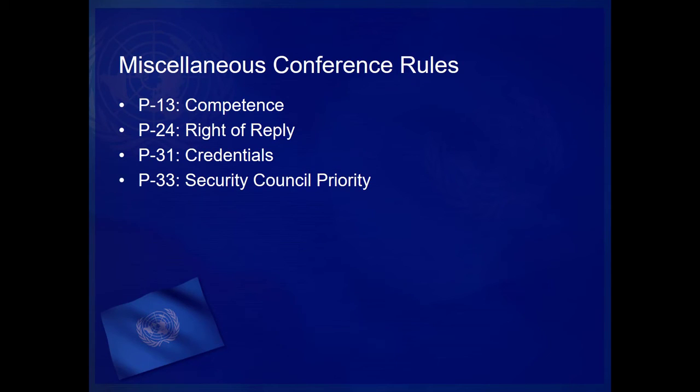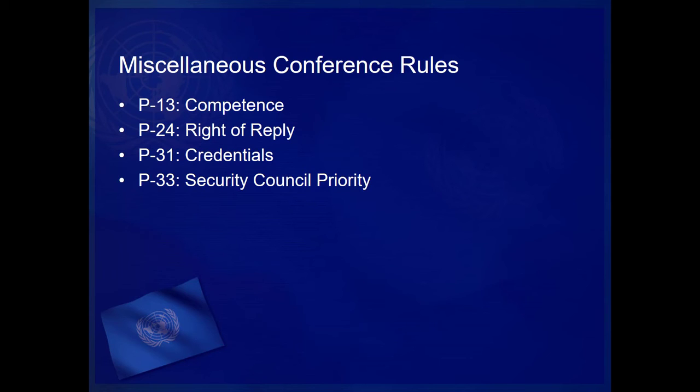Rule 33, Security Council Priority, states that any item under consideration by the Security Council may be discussed but not voted on by another committee unless requested to do so by the Security Council itself. This rarely comes into play, but because the agenda of the Security Council is not set until conference, it occasionally does happen. The same rule permits a Uniting for Peace resolution.